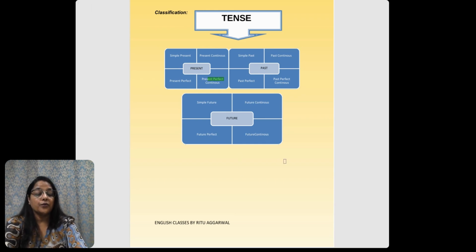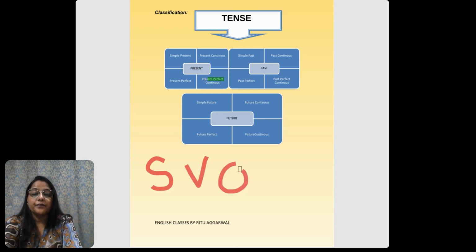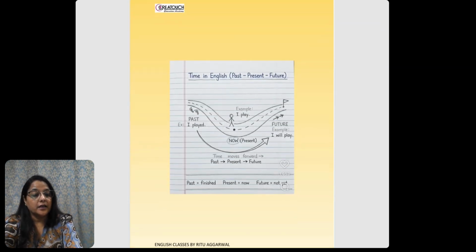So, how can you recognize a tense? A tense is formed by a single formula, which is SVO. What is SVO? SVO refers to subject, verb, and object. Right? So, depending on how the subject is positioned for a verb, an action is taken.